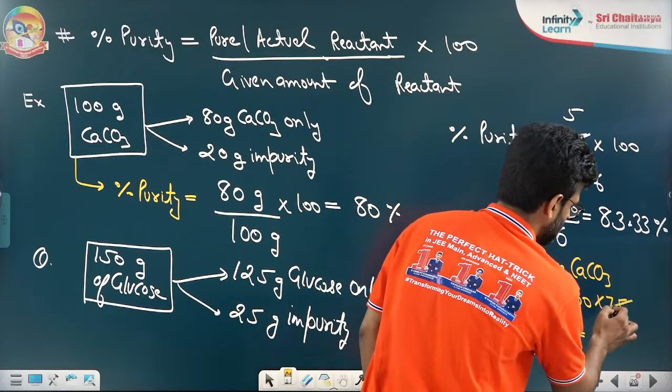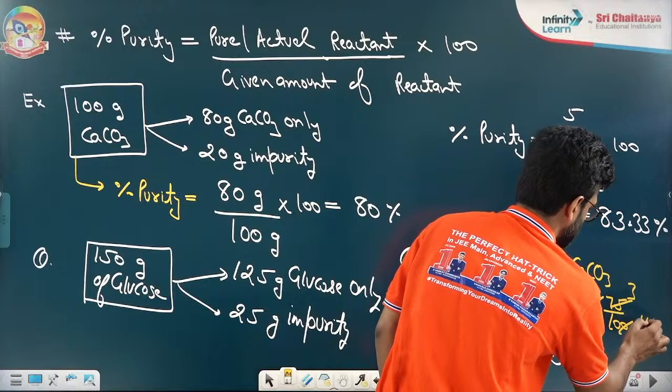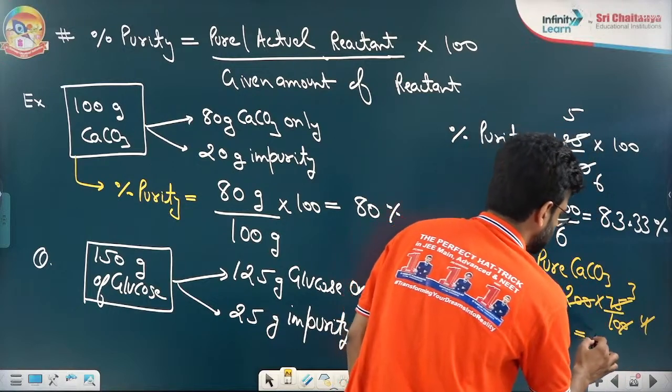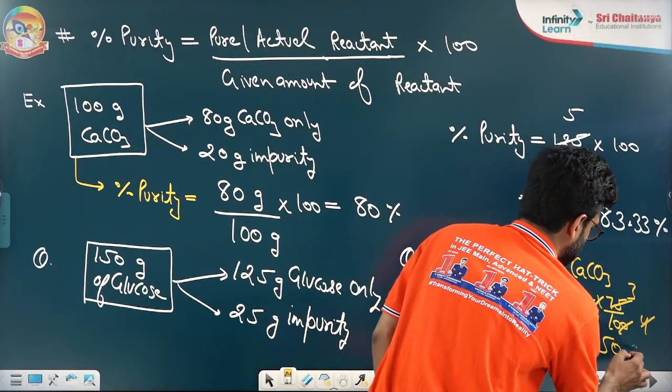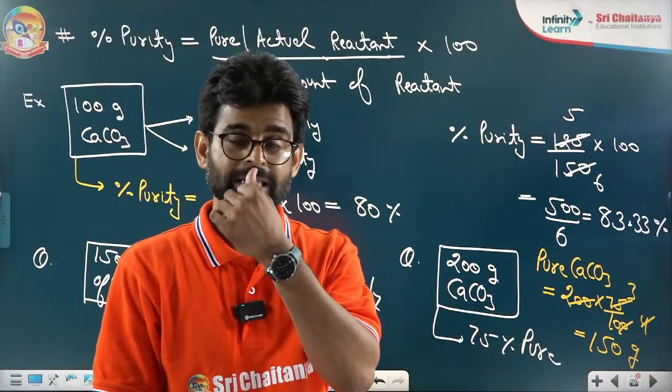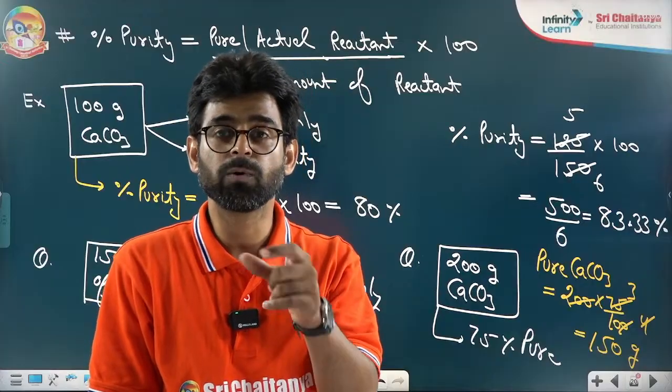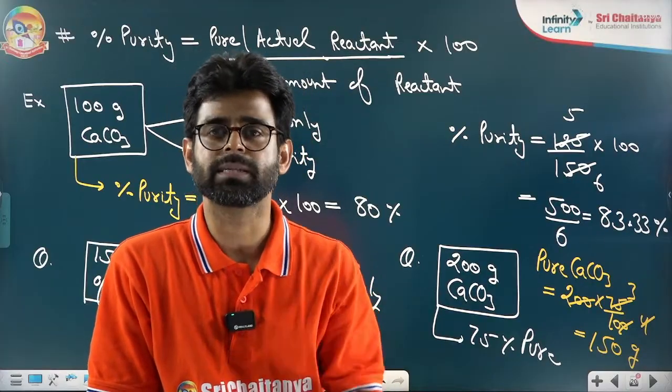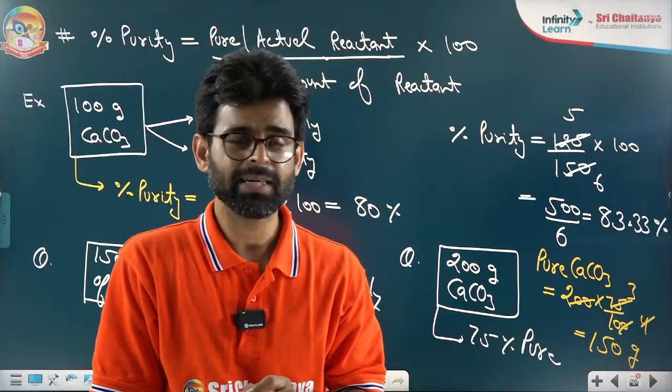What is coming from here? 25 into 3, 4. 4 coming how much beta? 50. So how much coming? 150 gram. So 150 gram is the pure one, okay? This way you will find the pure reactant and then I will use stoichiometry. So be careful about it, right?